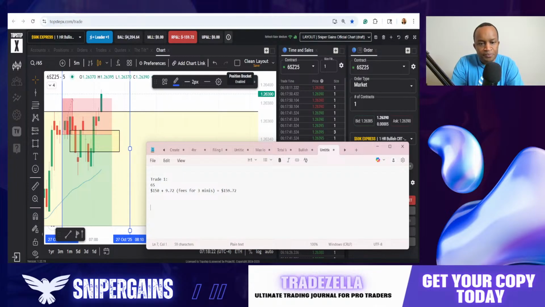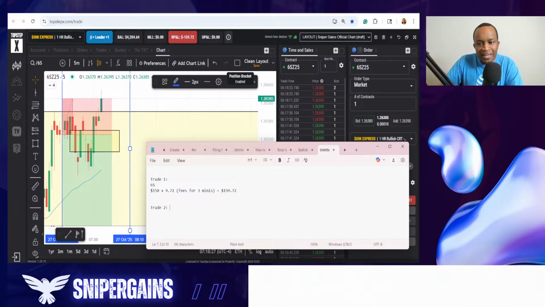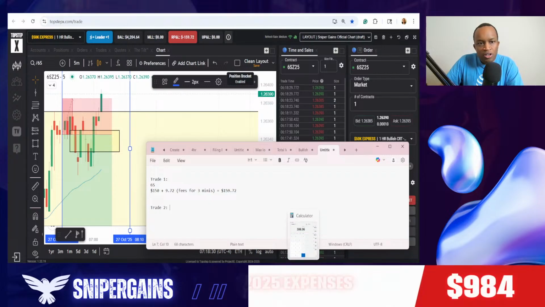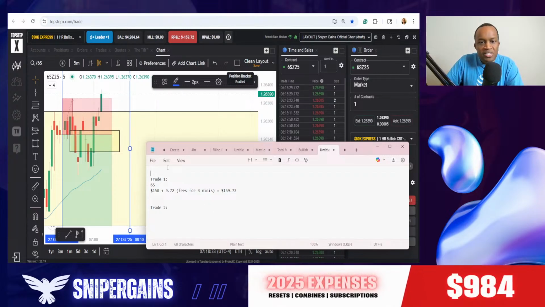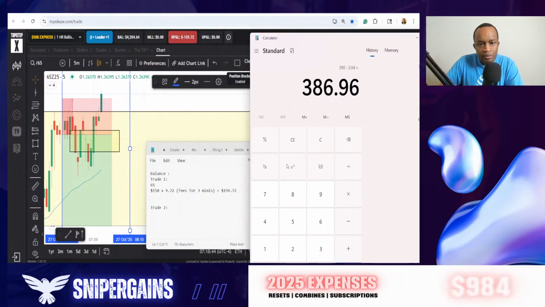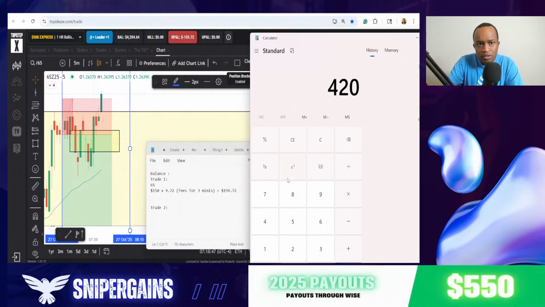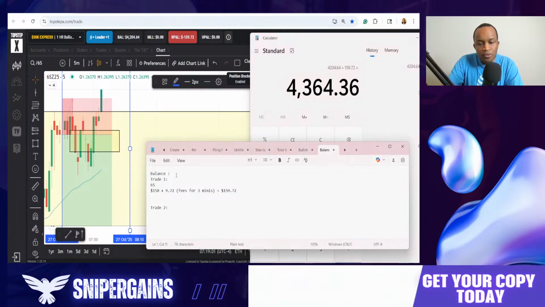159.72 loss. Okay. So what this means is, because I just took a loss, I need to do my calculation. We started off the day with a balance, because we always base it on the balance that we started off the trading session with. So the original balance that we started off was, let me pull up my calculator real quick. $4,204.64 plus 159.72 equals $4,364.36. So I'm going to put that in here.